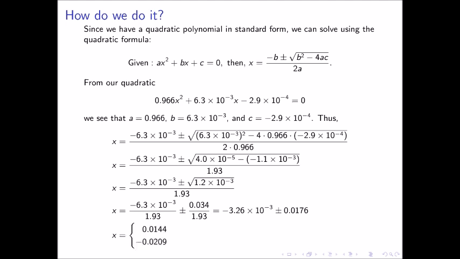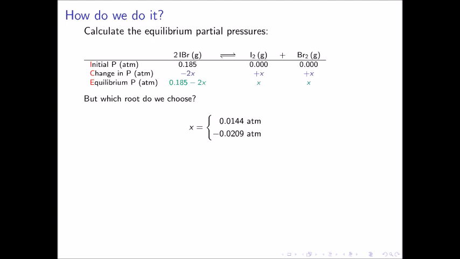As with any quadratic, we have two roots as a solution. The first root is obtained by addition. Negative 3.26 times 10 to the negative 3 plus 0.0176. This gives 0.0144. The second root is obtained by subtraction. Negative 3.26 times 10 to the negative 3 minus 0.0176, giving negative 0.0209. We now have the solution for x, and we can solve for the equilibrium partial pressures.